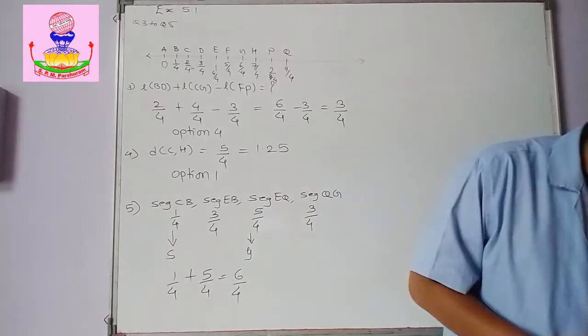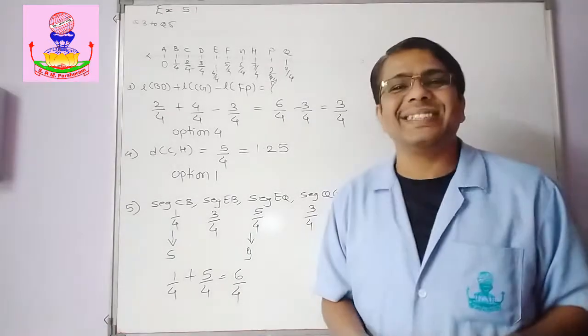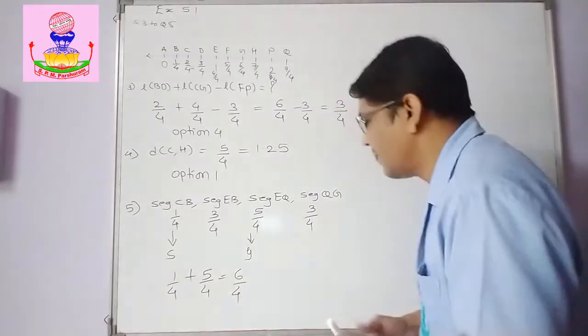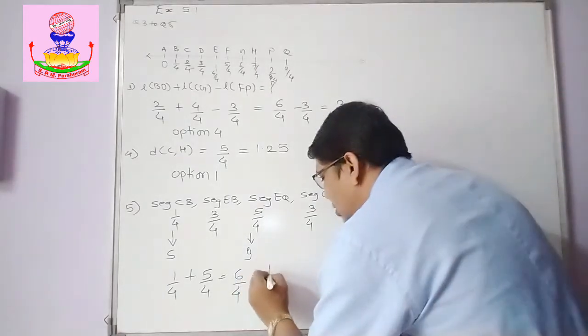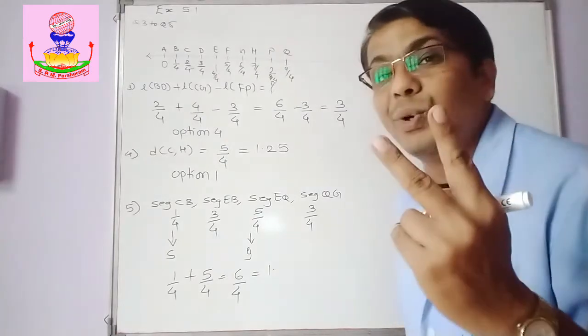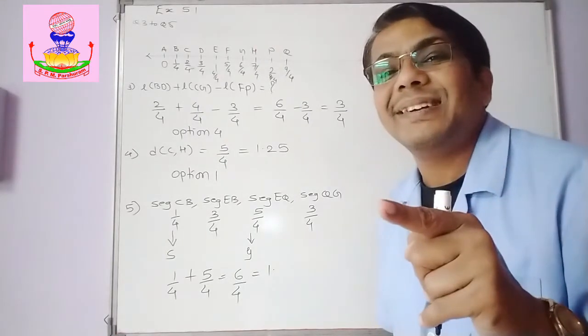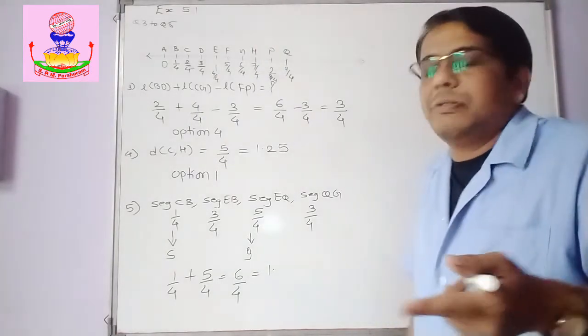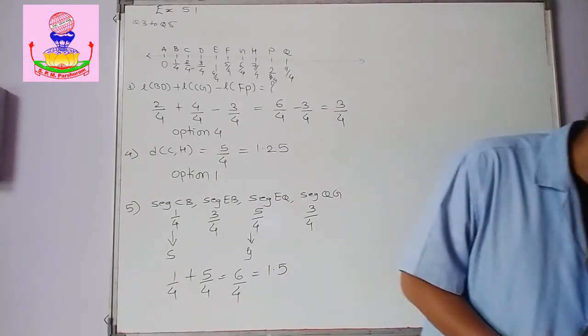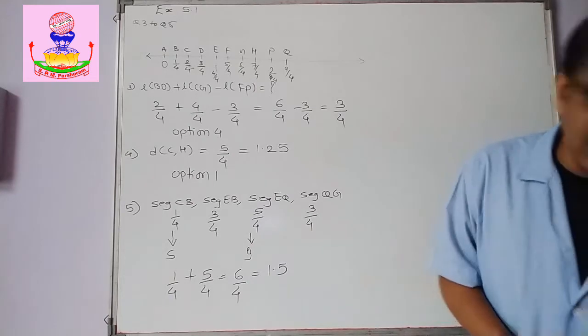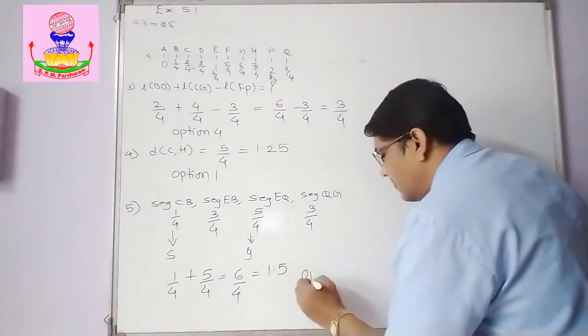And so option number, again the answer is in decimal point. So divide it. 4 ones are 4. Remainder 2. So 20. How many is that? 4 fives are 20. So the answer is 1.50. That is option third.